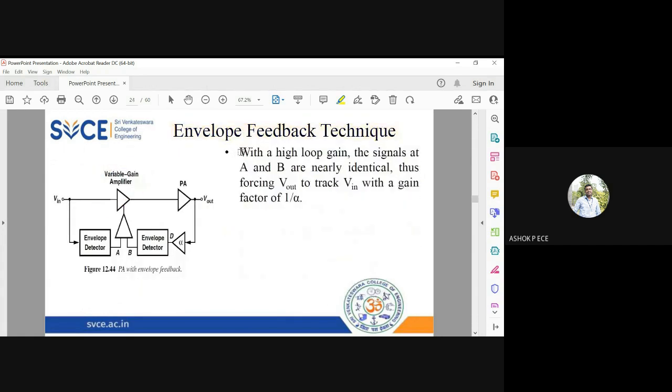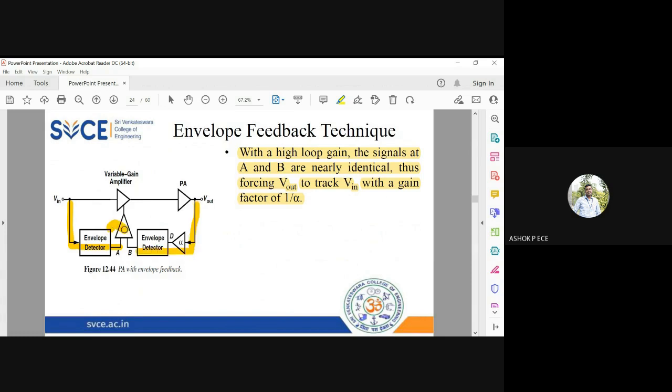So with the high loop gain, if the signals A and B are identical, then the output of this amplifier is going to be 0, and this amplifier will work like a normal amplifier. So this is one example where you are having both feed forward. This is your feed forward path, and this is your feedback path.